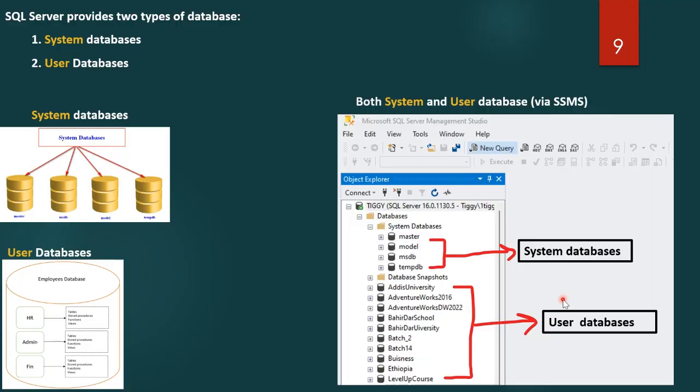Okay. There are two types of database, like I showed you earlier: system database and user-defined database. System databases are these, and for the user-defined, we can, let's say, name it employee database, and inside employee we can have three tables like we did earlier. I showed you, one can be HR, one can be administration, and one can be finance.